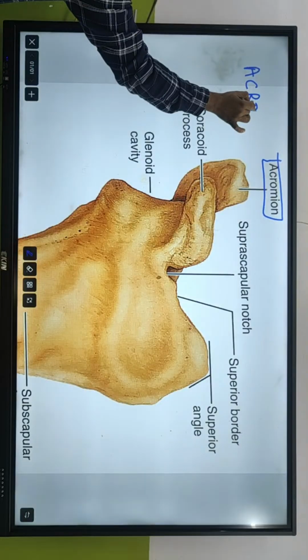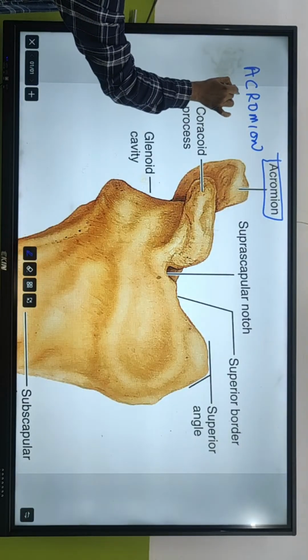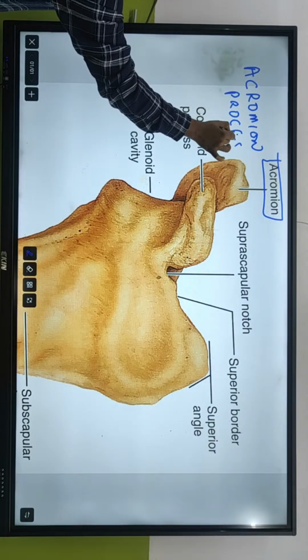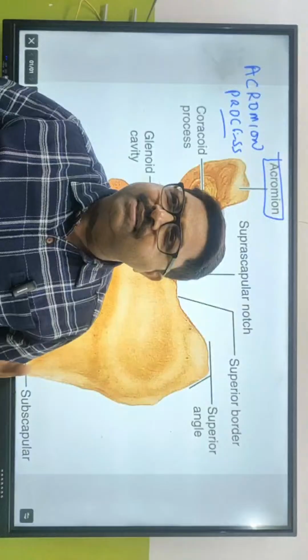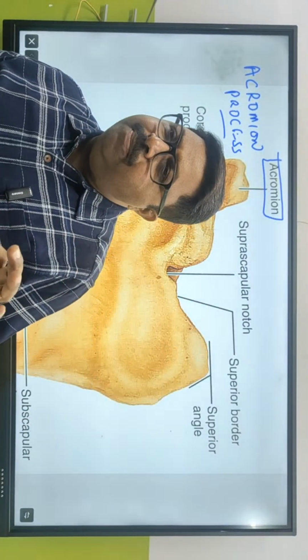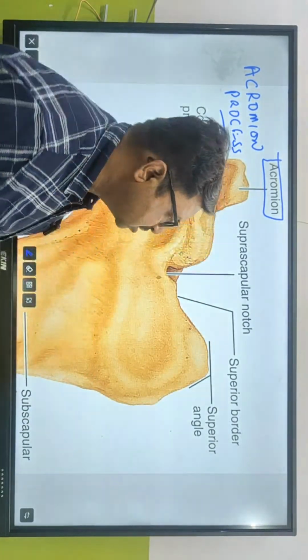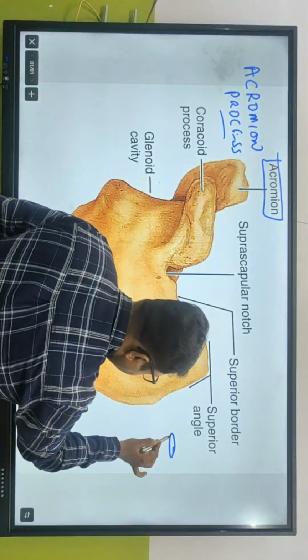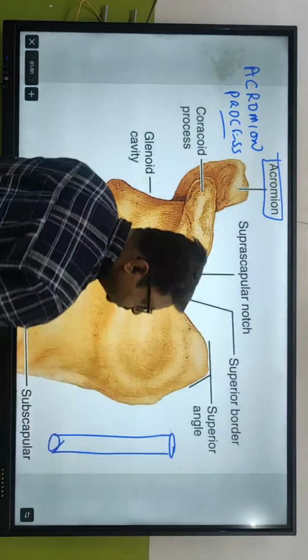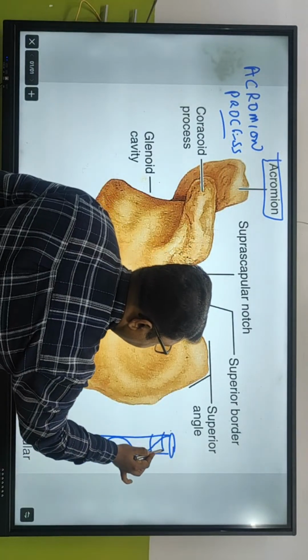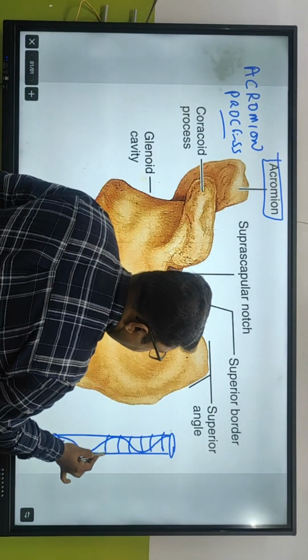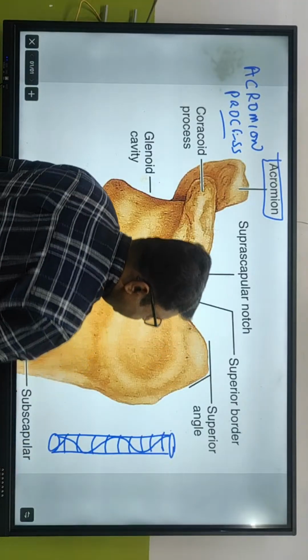Tell me, Ayushi, which processes have we talked about till now? We already talked about 2 processes. One is xiphoid process and one is acromion process. Now what is called a process? What does your building stand on? What is this? A rod, right?